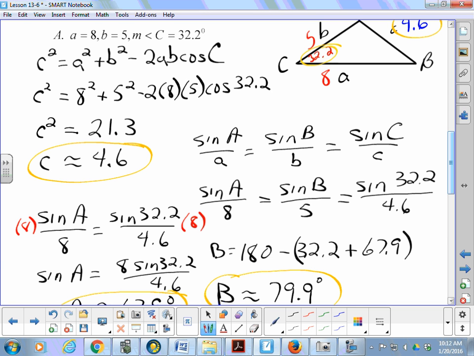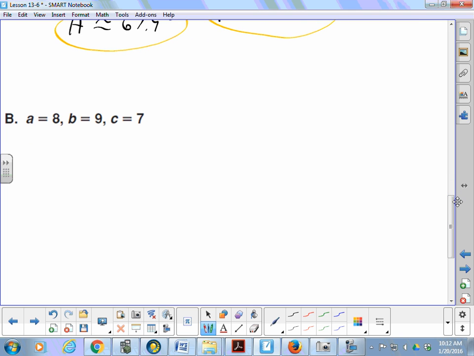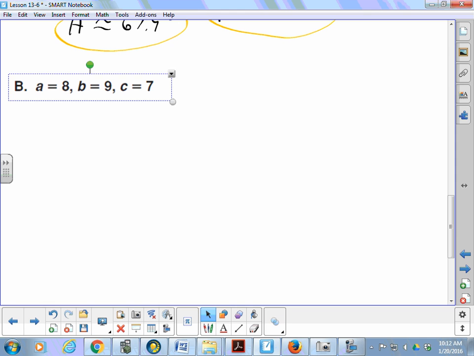Okay. So we actually used the law of cosines and the law of sines here. Now, did we have to? No, we didn't. We could have just used the law of cosines to find the missing angles also, and I'm going to show you how to do that. All right, so example B, they just give us three sides. And they want us to find then the missing angles.